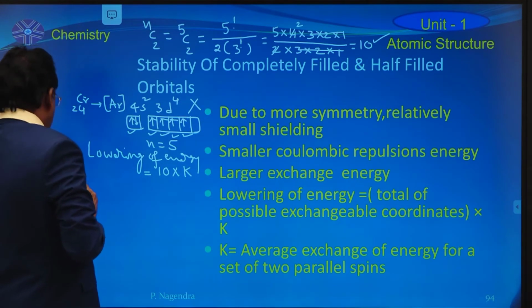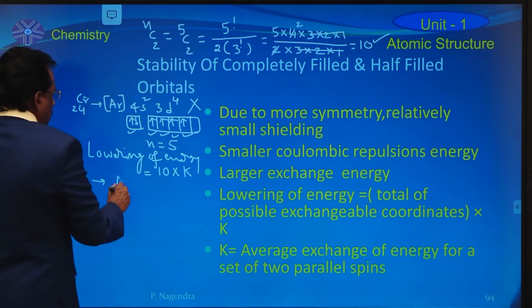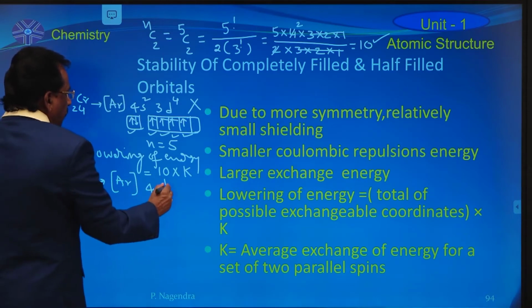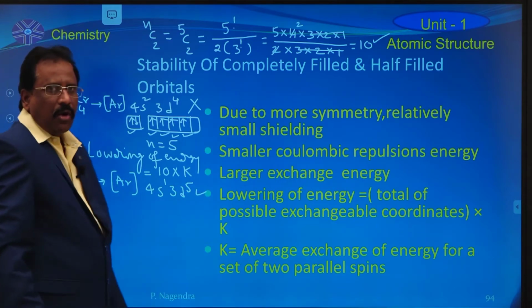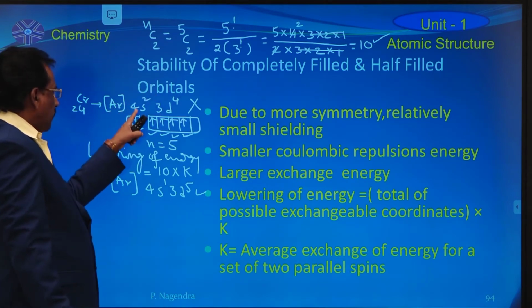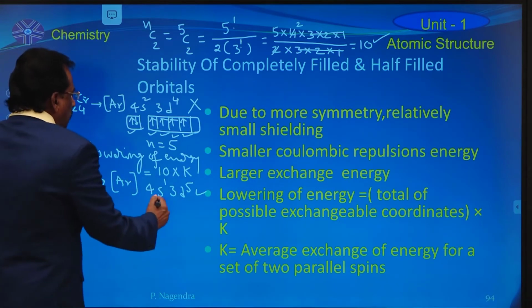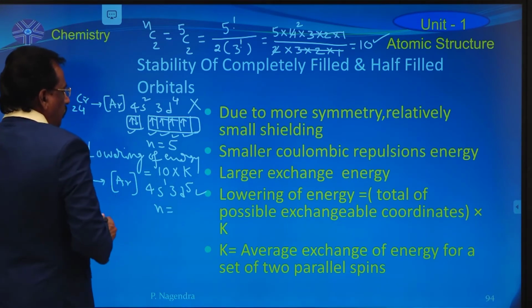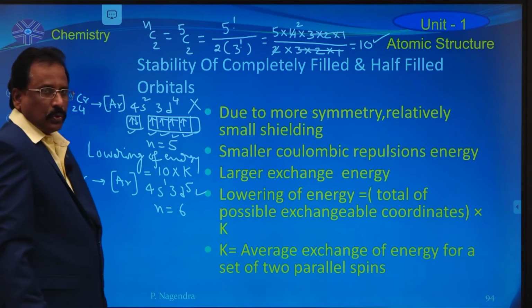electronic configuration. That means the anomalous electronic configuration of chromium 24 is argon 4s1 3d5. To get a half filled electronic configuration, one electron jumps from the 4s orbital to the 3d orbital. Now in this case, the number of parallel spin electrons is equal to 5 plus 1, that is equal to 6.